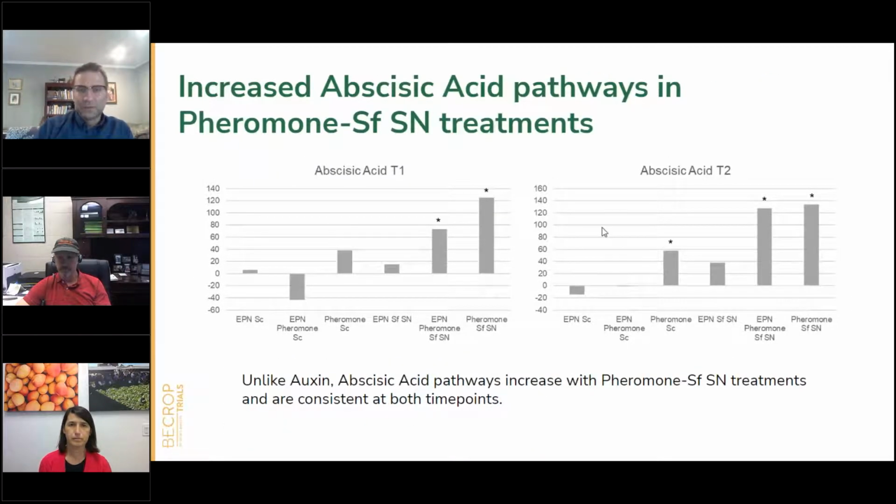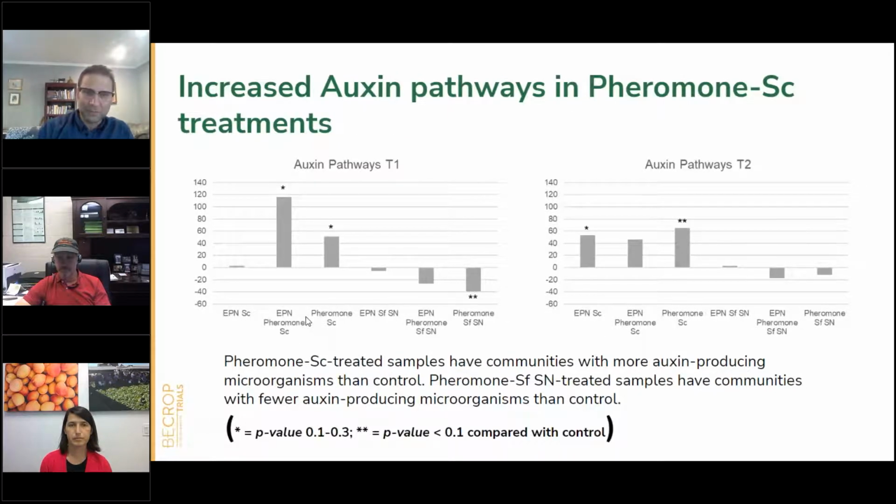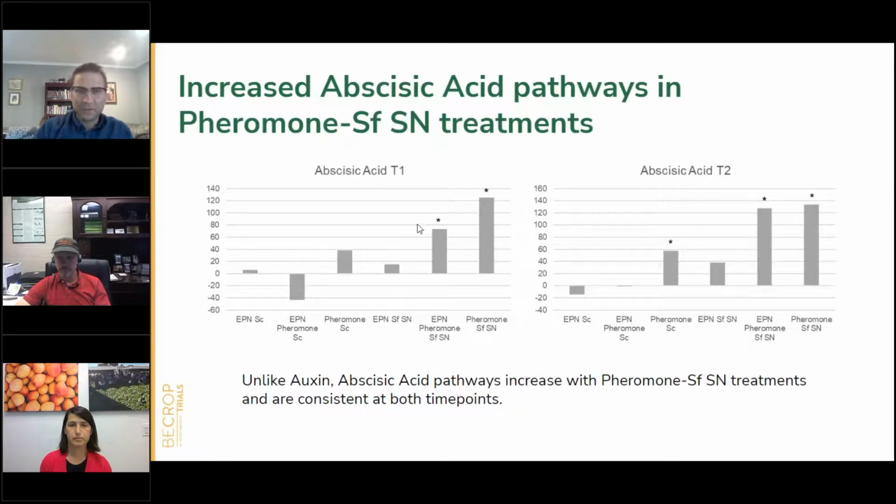Another one that we saw that kind of flips it around is the abscisic acid pathways in the Feltiae. Carpocapsae was increased in the auxin pathways that we see here. And here in the abscisic acid pathways, we see the same thing, where the nematode itself isn't doing anything at 2 weeks, but the nematode with the pheromone in both cases is significantly increasing the pathways that are responsible for abscisic acid.